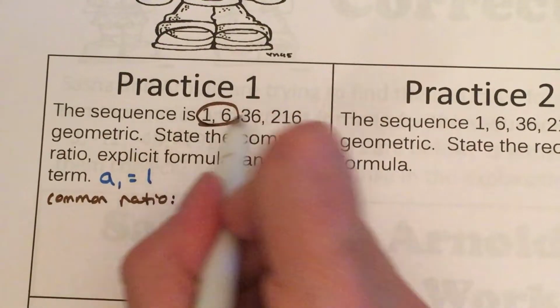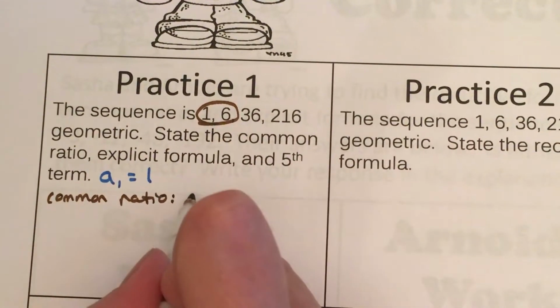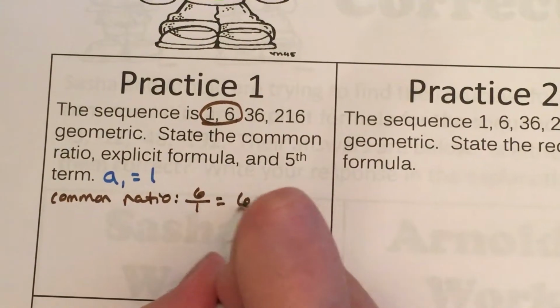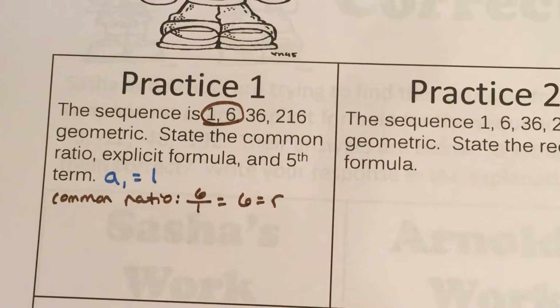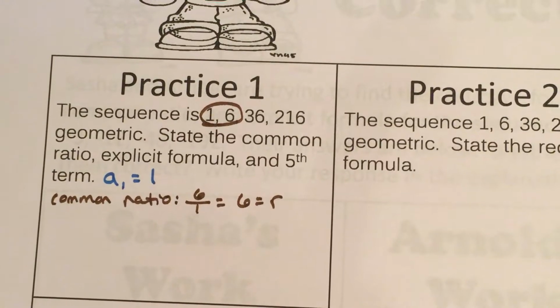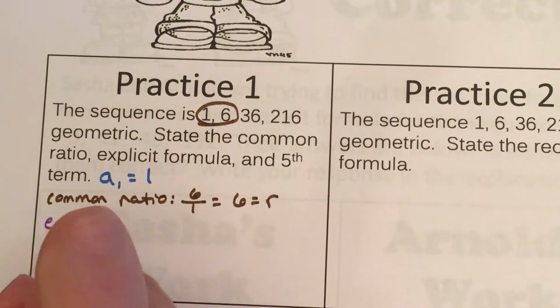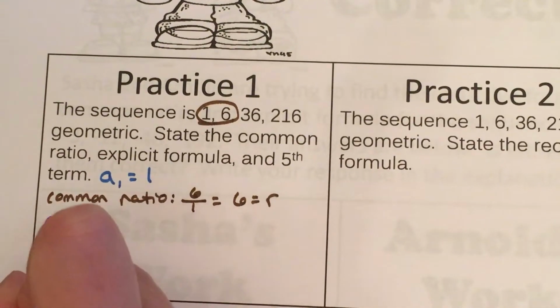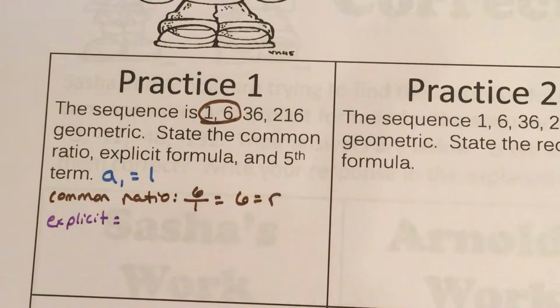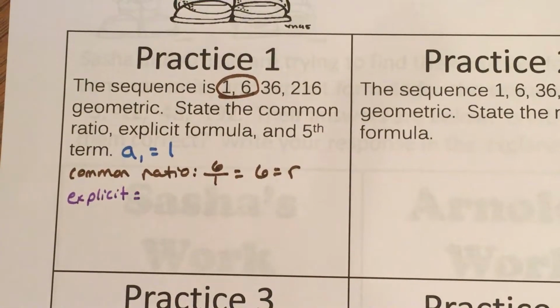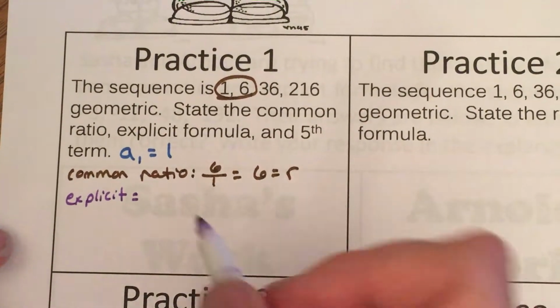So that'll be these two values, or any of the two values. What's 6 divided by 1? 6. So the explicit, which means I can tell you right there, that's what it's going to be. That's what explicit means. It's very detailed.